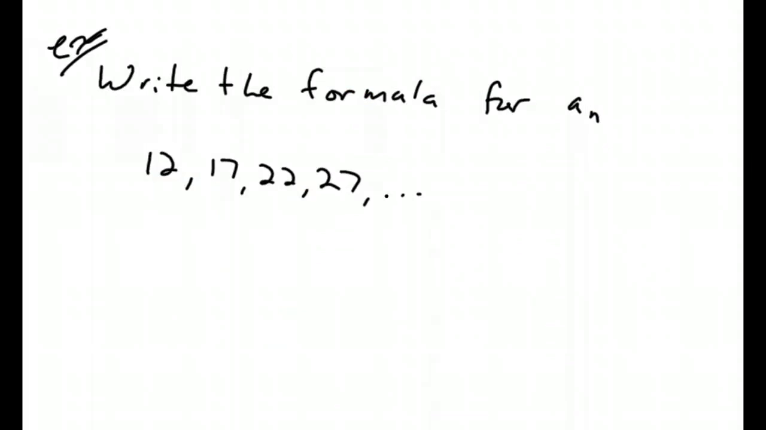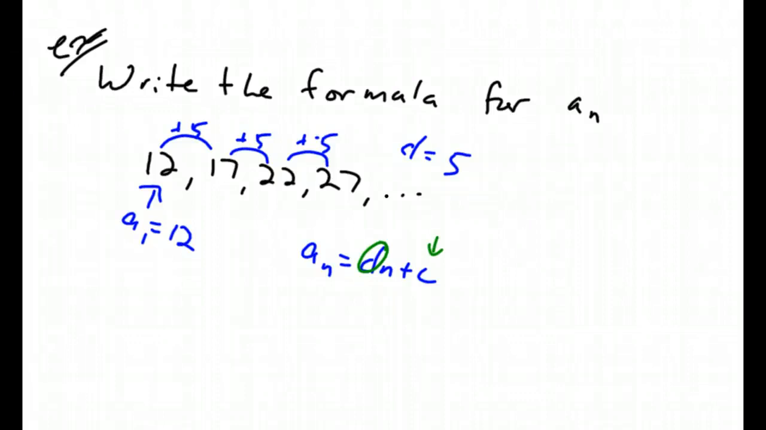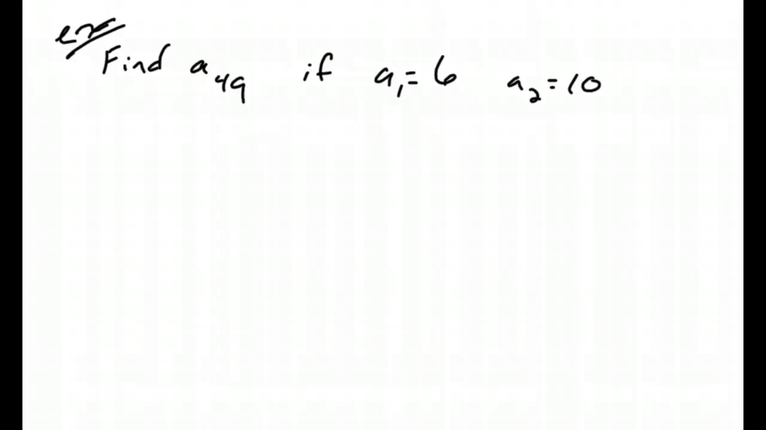You may also be asked to write the formula for a sub n. So we have our sequence: 12, 17, 22, 27. I notice that this is going up by 5 each time, so there's our difference of 5. My first term is 12, so a sub 1 is 12. The common formula for an arithmetic sequence is a sub n equals dn plus c. I already have d; the only thing I need to find is c. When n is 1, a sub 1 is supposed to be 12. So I have 12 equals 5 times 1 plus c, so c must be 7. That helps me write my equation, which is a sub n equals 5n plus 7.